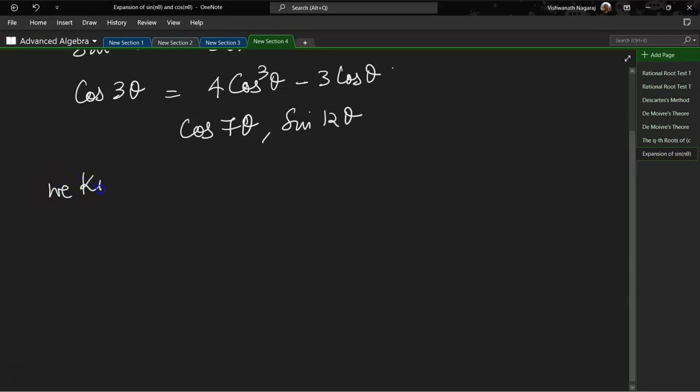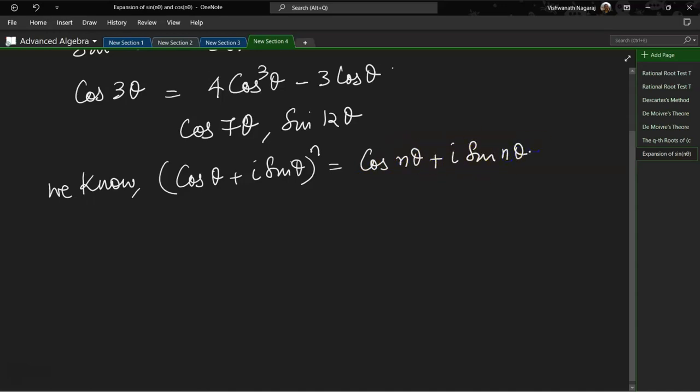So we know (cos theta plus i sine theta) to the power of n is equal to cos n theta plus i sine n theta. Right? We know this. Now, if n belongs to positive integers, then let's take the left hand side. (Cos theta plus i sine theta) to the power of n is equal to... Now we are going to expand it using binomial theorem.